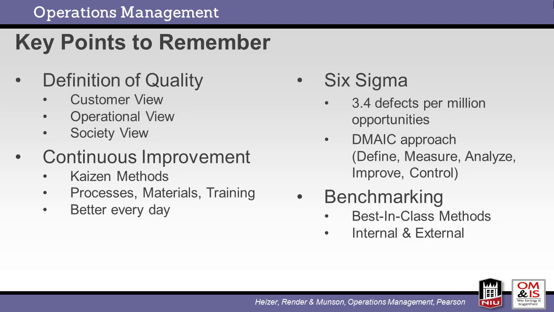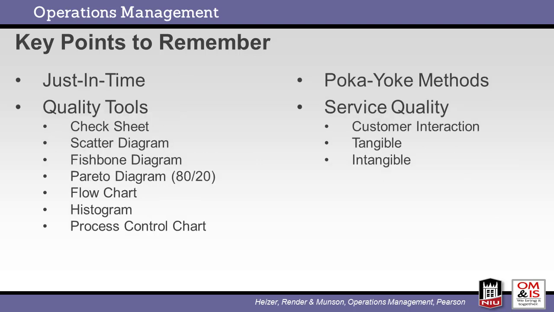Six Sigma is a program that pushes processes to achieve fewer than 3.4 defects per million opportunities. The DMAIC approach is used to define the goals, measure the process, analyze the data, improve the process, and control the updated process. Benchmarking is used to find best practices internally and externally. Just-in-time methods require optimized processes to be successful.